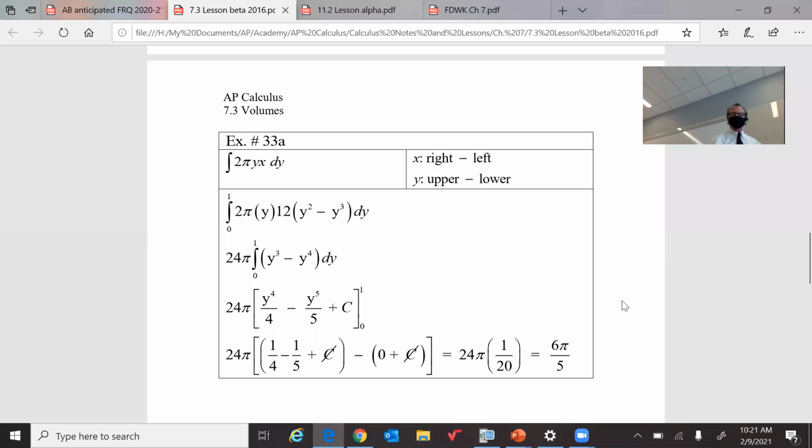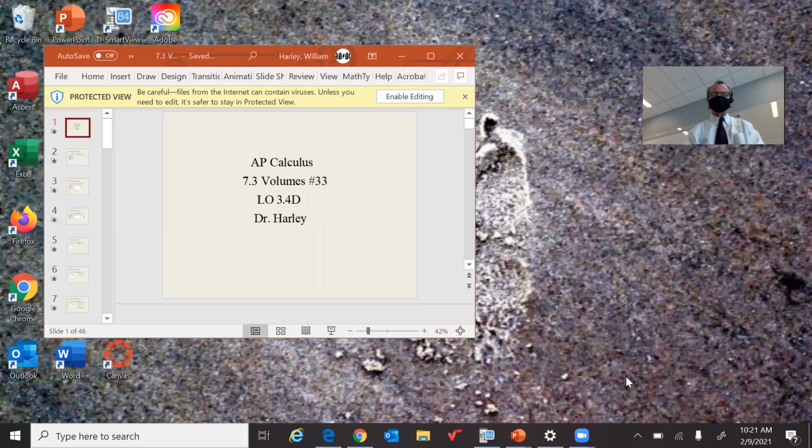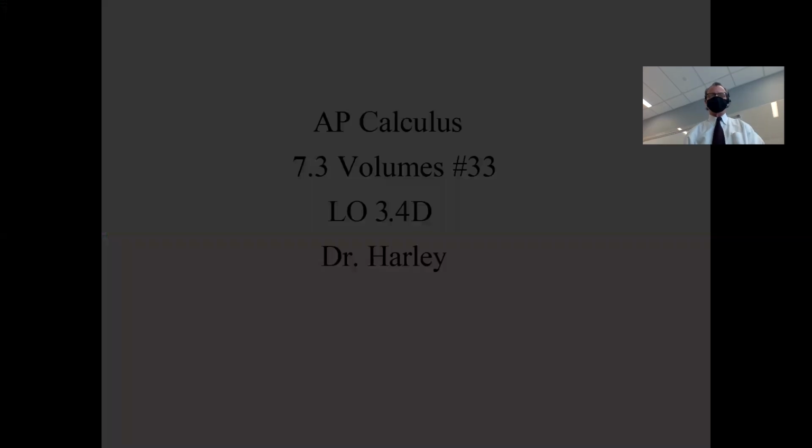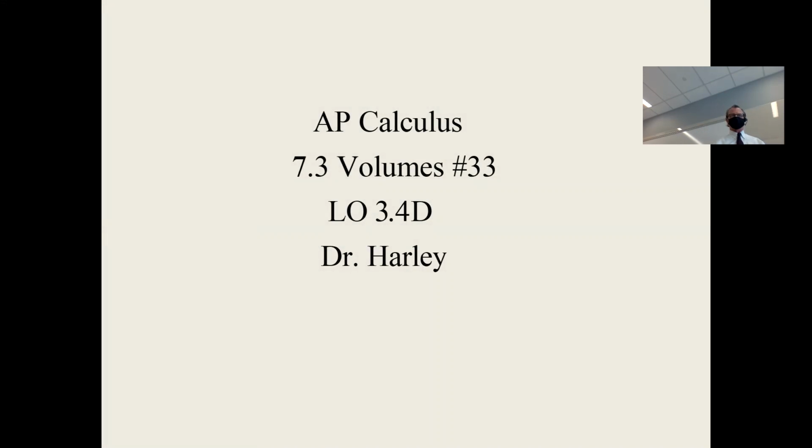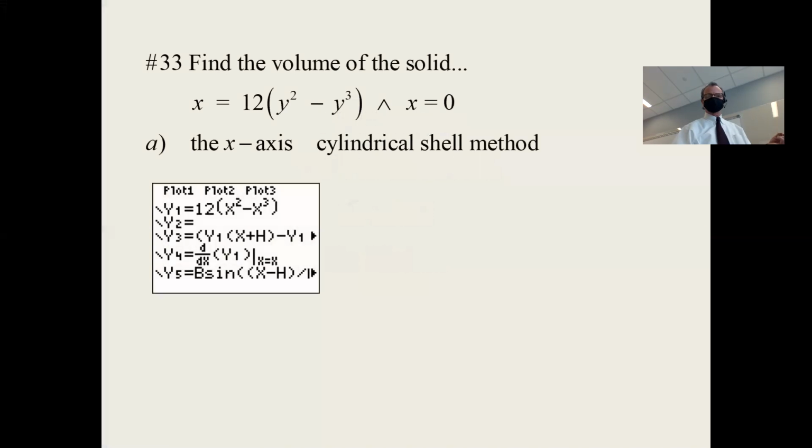So for 33A, you have 2 pi, the limits are 0 to 1. The radius is y take away 0, and the height is the x value, 12 times y squared, take away y cubed, take away 0. And if you go here, in the Chapter 7 folder, there is a PowerPoint for problem 33, where they come out one screen at a time.